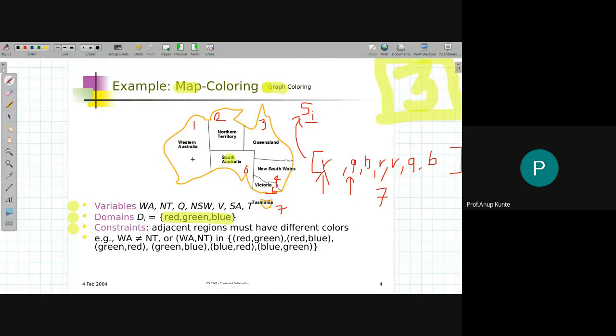Similarly, region 1 and region 6, if I check, 1, 2, 3, 4, 5, 6. Luckily, region 1 and region 6 are also of different colors, so they also satisfy the constraint. But region 2 and 6 both are of the same color, and since this happens, this state, although a complete state representation of my problem, is not a consistent one, and hence it's not a solution to my problem. So this is exactly how these map coloring problems try to represent a state.